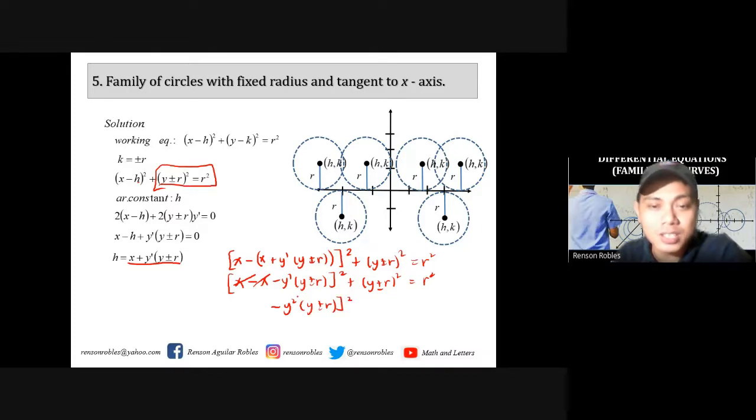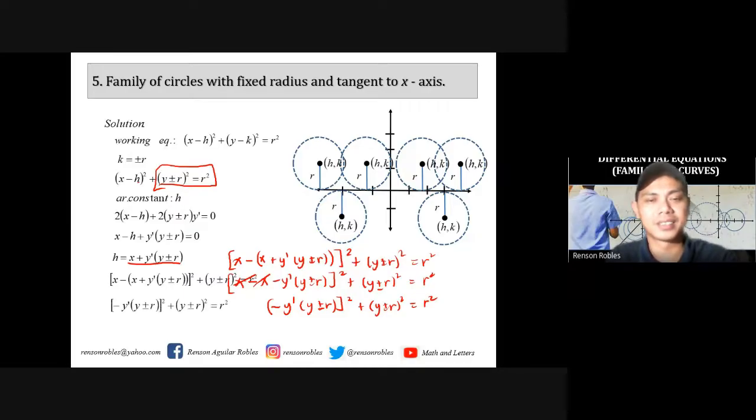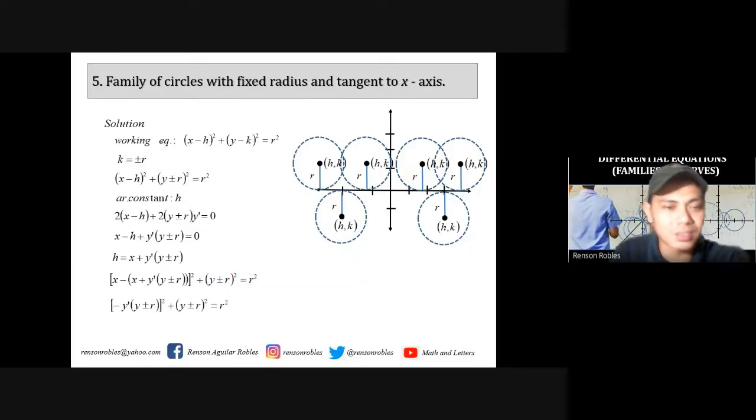Oh, hold on, this is y prime, sorry. Negative y′ times (y ± r), quantity squared, plus copy the second term and the right side of the equation. And then you have this. The next thing you need to do is to distribute this to each term inside the bracket. That leads you to negative y′² times the quantity (y ± r)².